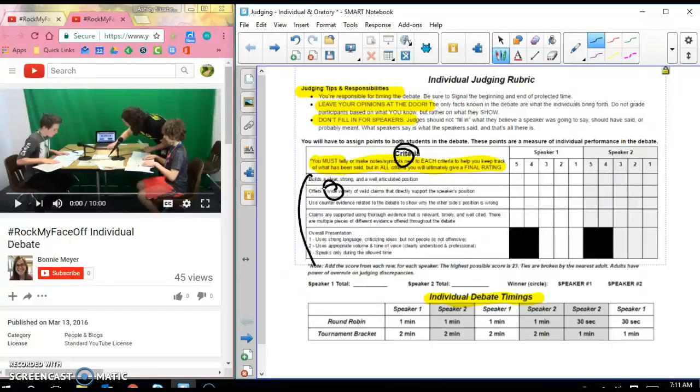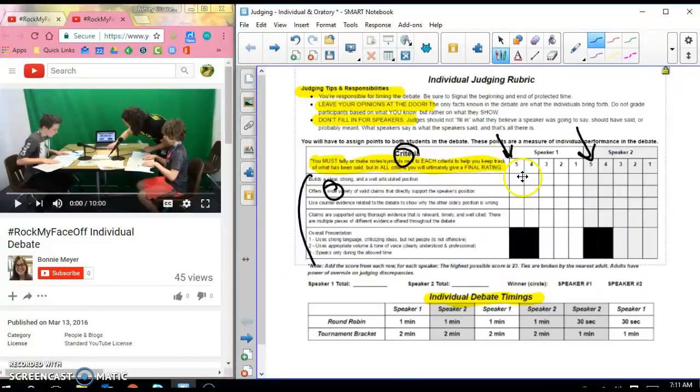Over here, where you see a 1 through 5, that's a rating system. So at the end, when you are looking at these two people, you're just going to rate them based on the criteria over on the left, on a scale of 1 to 5.